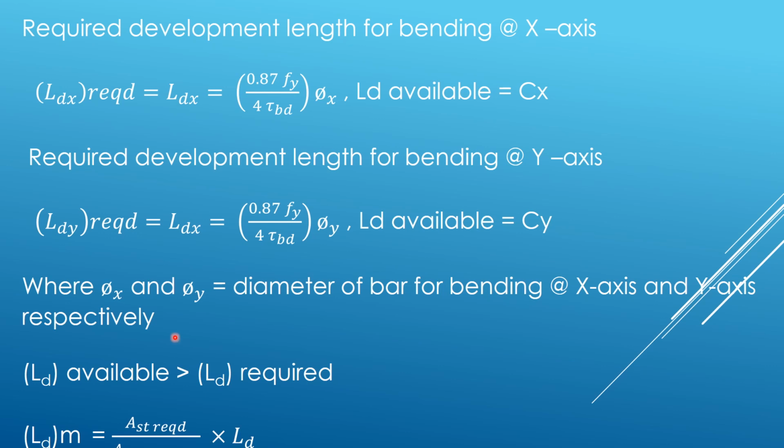Then required development length for bending about the x-axis is given by Ldx, that is equal to 0.87 times fy divided by 4 times tau bd into phi x, where phi x is the diameter of bar used for the footing. Ld available is equal to Cx. Required development length for bending moment about the y-axis is Ldy, equal to 0.87 times fy divided by 4 times tau bd into phi y, that is the diameter of bar provided along the y direction, and Ld available in this case is Cy. Cx and Cy are the cantilever projections of the footing measured from the face of the column, where phi x and phi y are the diameters of the bar for bending about x-axis and y-axis respectively. Ld available should be greater than Ld required.